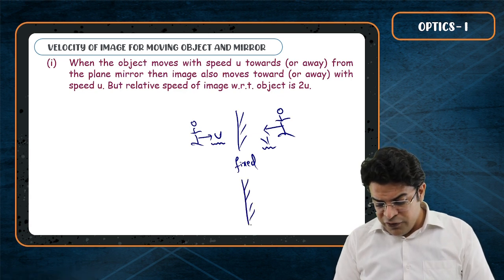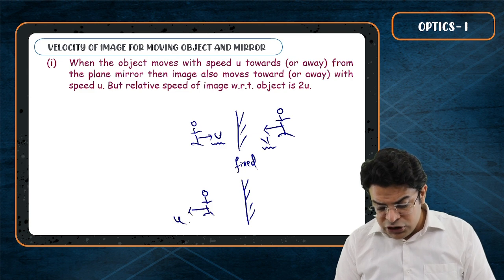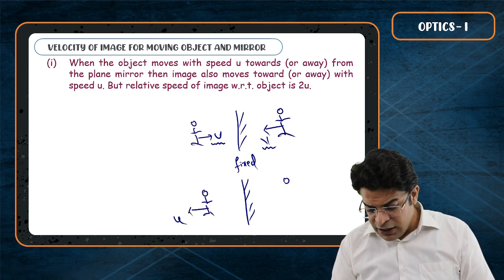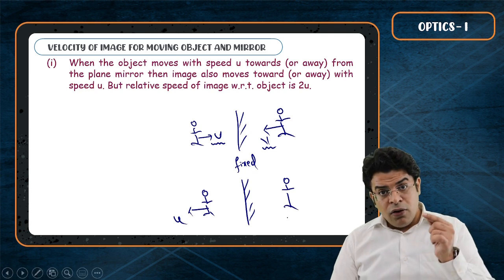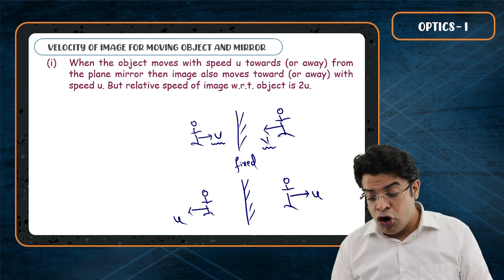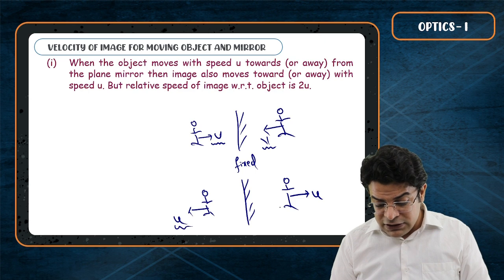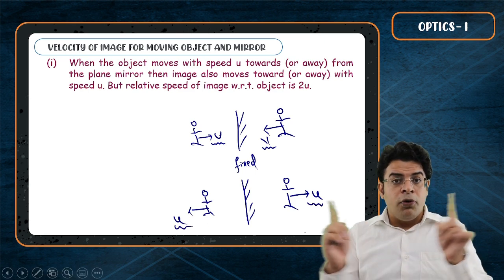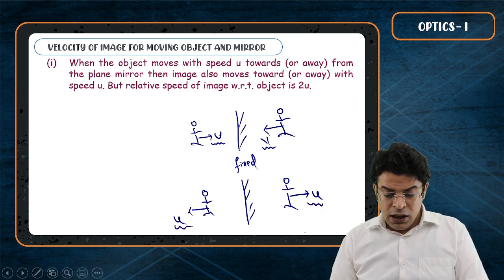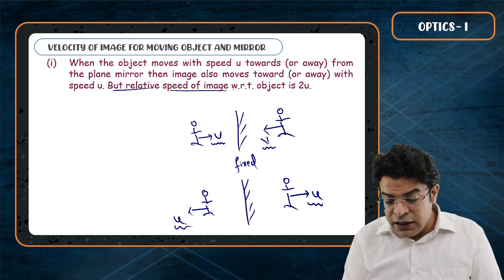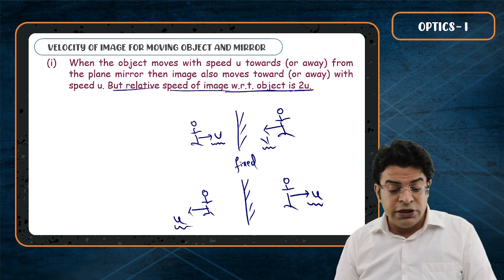If you have a fixed plane mirror and you are going away from the plane mirror with a velocity u, then the image will also go away from the plane mirror with the same speed but in the opposite direction. So you will have the same magnitude of velocity but opposite direction. And to understand that, the relative velocity of image with respect to object will be 2u.